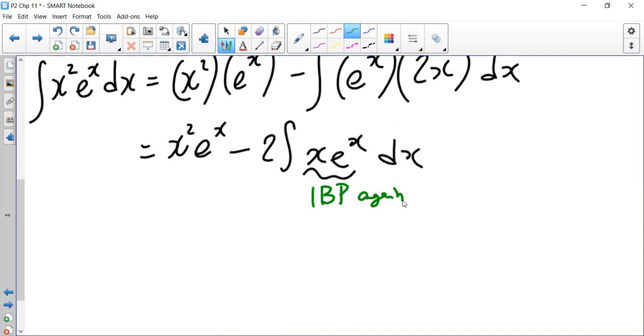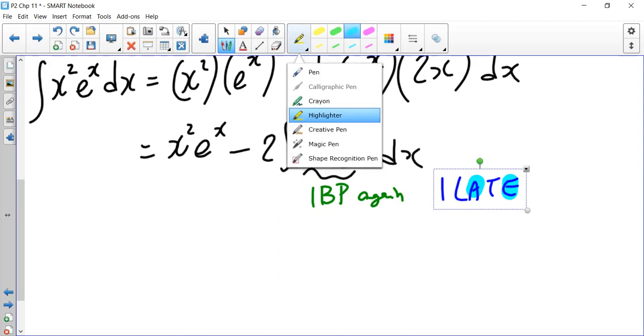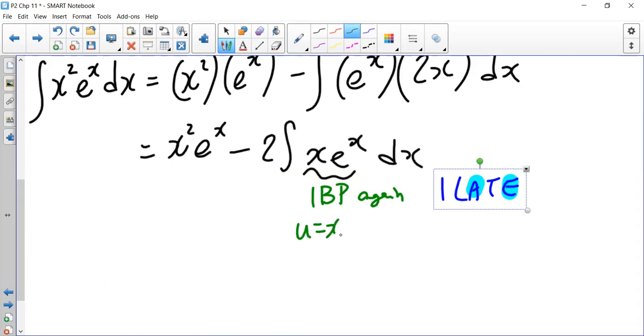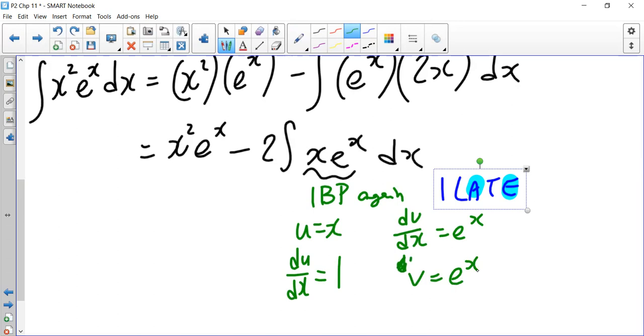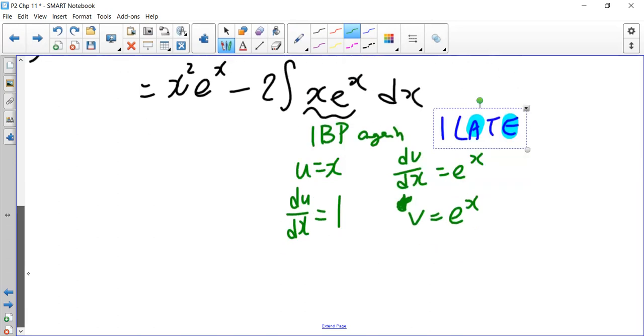Okay, so let's do the ILATE rule again. ILATE rule. This time we've got A algebra and E exponential again. So u in here will be x, and dv by dx will be e to the power of x. Let's do that. du by dx, differentiate x is 1. v, integrate e to the power of x, is just e to the power of x. So we can use the ILATE rule, use the by parts again.